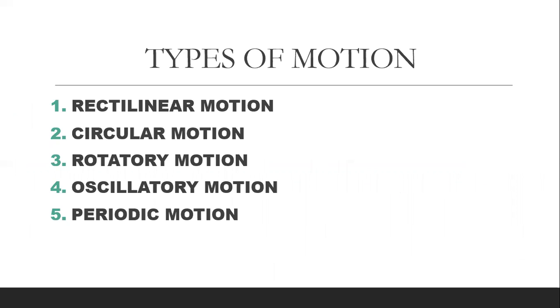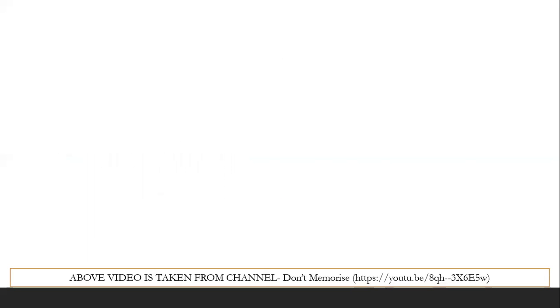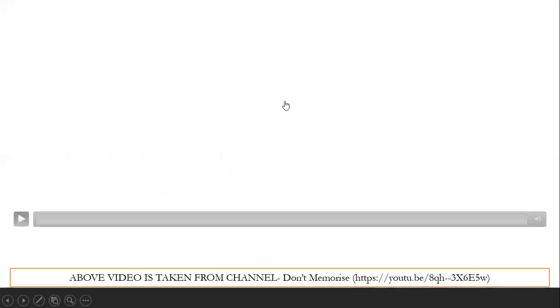There are 5 types of motion which we are going to study in this video. First is rectilinear motion, second is circular motion, third is rotatory motion, fourth is oscillatory motion, and fifth is periodic motion. Now let us see this video which I have taken. It will relate you to rectilinear motion.